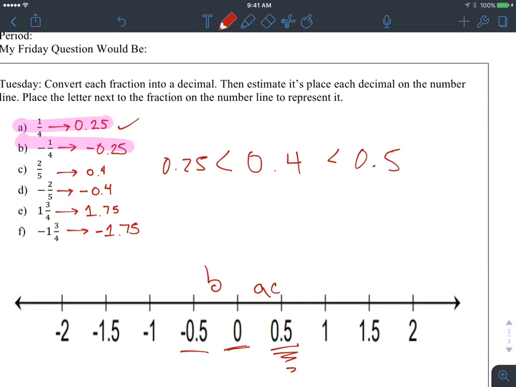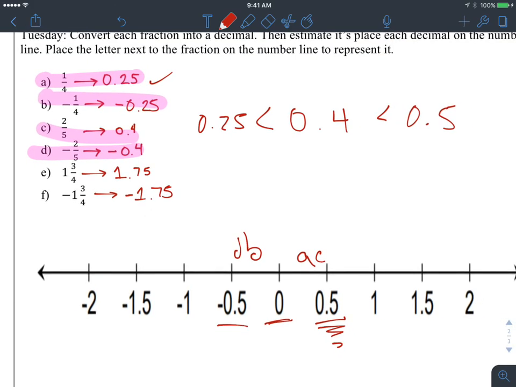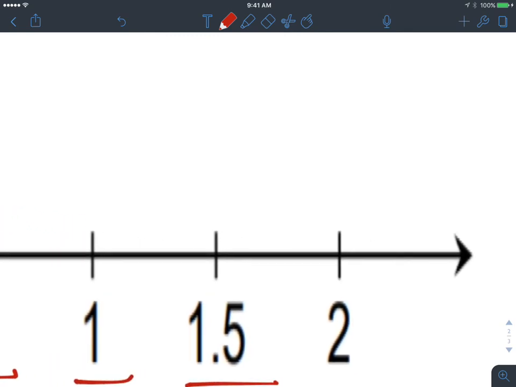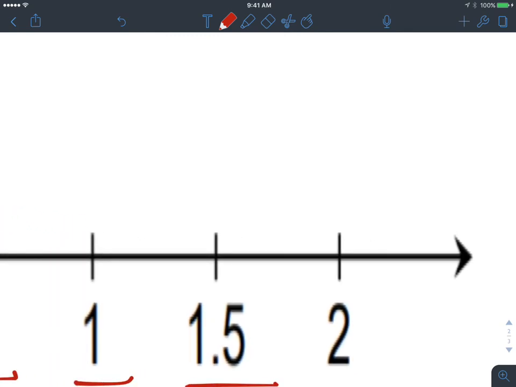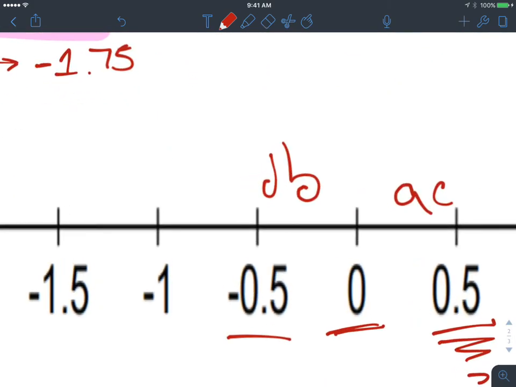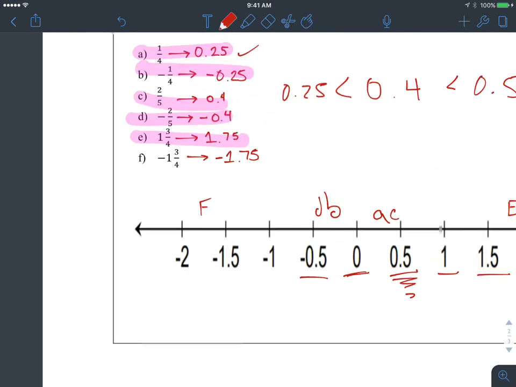And then for a negative number, for D, there's negative 0 and 4/10ths. Well, that's also going to be somewhere between this negative 5/10ths and B, which represents negative 25/100ths. So that's going to be somewhere in between there. And the last two numbers I'm dealing with are E, 1 and 75/100ths. I know that is going to be bigger than 1. It's going to be bigger than 1 and 5/10ths. So it's going to be somewhere in between 1 and 5/10ths and 2. So I'm going to put E over here. And I'm going to do the same thing for F. It's going to be somewhere in between negative 1 and 5/10ths and negative 2. So I'm going to put F in here.